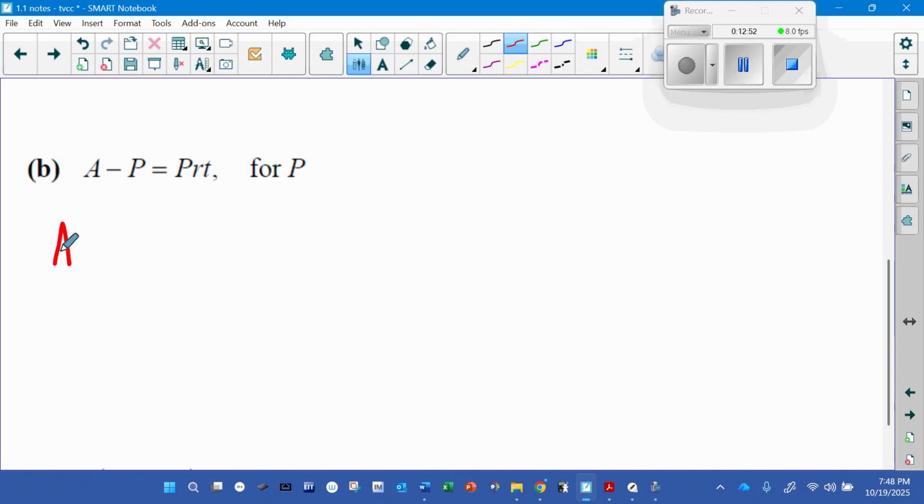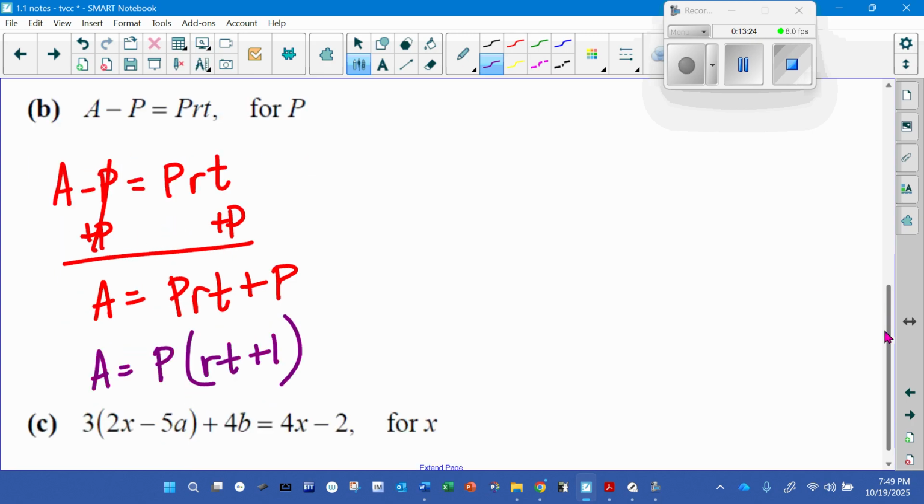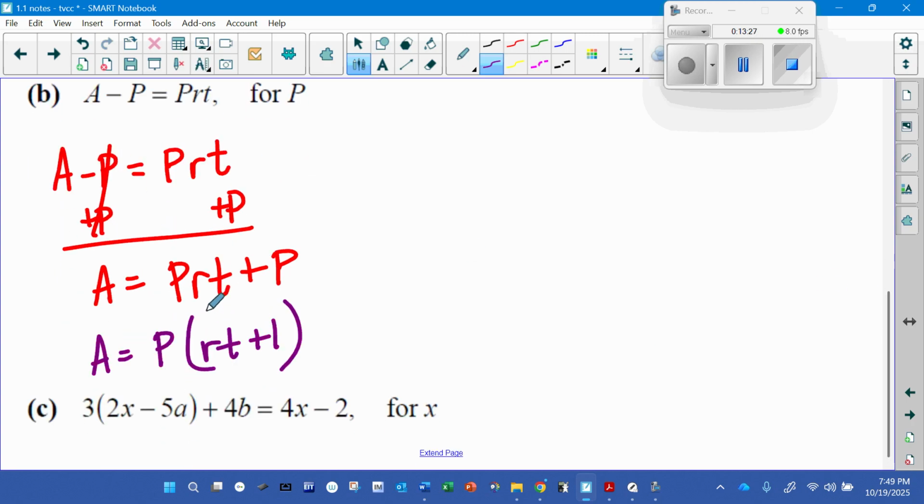Well, we have A minus P equals PRT. Since we have P on both sides and we want to solve for P, let's move this P to this side. So let's add this P. So now I have A equals PRT plus P. Now, since we want to solve for P, what you're going to want to do is factor out a P. So if I factor out a P, this is going to be RT plus 1. Think about it going backwards. P times RT will give you PRT, and P times 1 will give you P. Sorry about that.